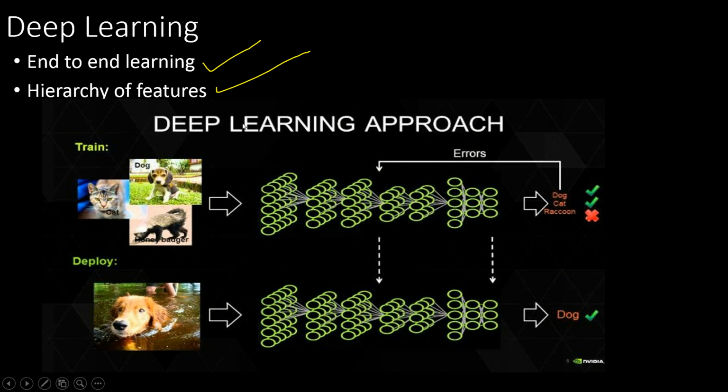Any deep learning approach will take training data, suppose dog, cat, and pass it through all these layers and learn. Whatever error we get, we feed the error back, it corrects itself and finally learns. Once the algorithm is trained, we deploy it, give it a test image, it goes through the network, and then we recognize it as dog or not dog.